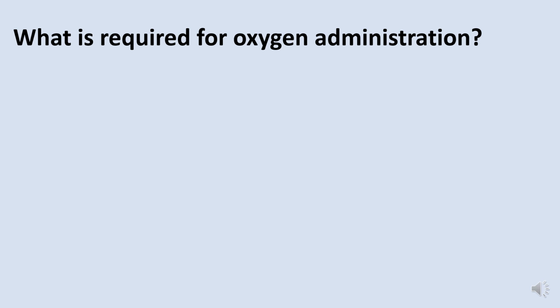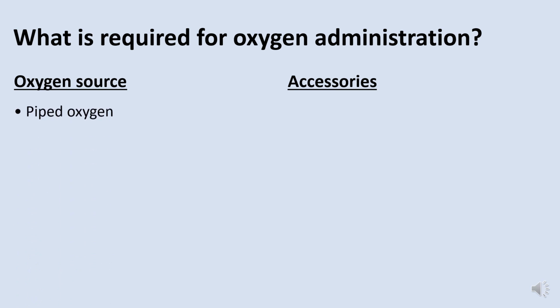So, when we are talking about administering oxygen, what must you have? Number one, you need an oxygen source. Besides having an oxygen source, you must have a way of getting that oxygen from its source to the patient. So some of the oxygen sources are piped oxygen. Oxygen can be piped. You can obtain oxygen from a cylinder, and you can also obtain oxygen from an oxygen concentrator.